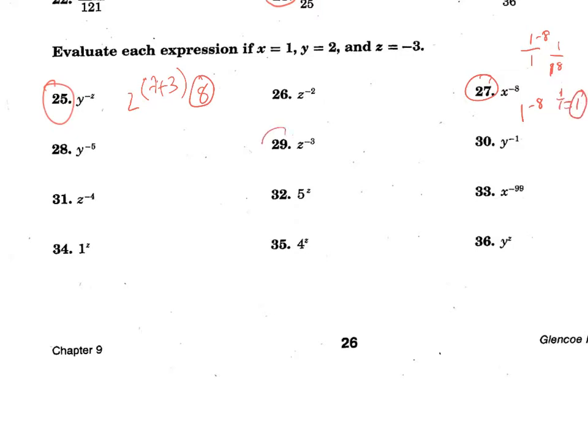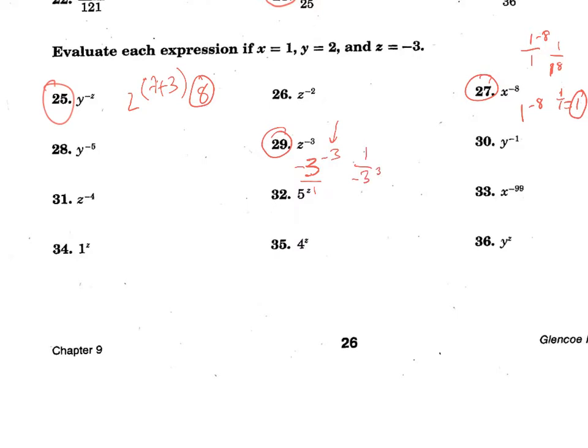Maybe this next one will be a little more normal, 29. z to the negative 3 power. All right, this one's a little more normal. Negative 3 to the negative 3 power, okay? So first things first, I got to get rid of this negative 3 power, right? So we're going to put it over 1 and flip it, right? So it becomes 1 over negative 3 to the third power, right?